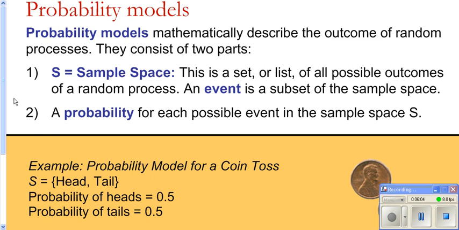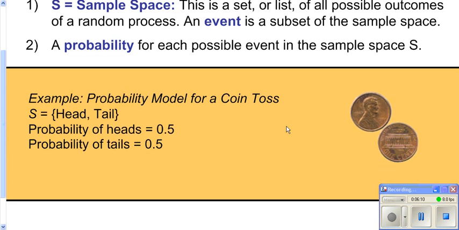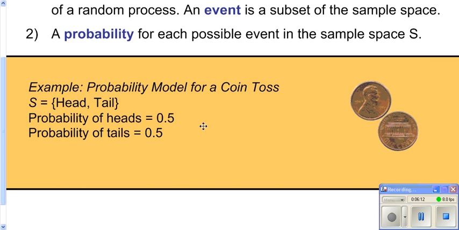But every probability situation has a sample space. So if we're looking at the sample space of flipping a coin, we only have 2 possible outcomes, a head or a tail, so that's our sample space. And then we know the probability for each one. The probability of getting a head is 50%. Probability of getting a tail is 50%.